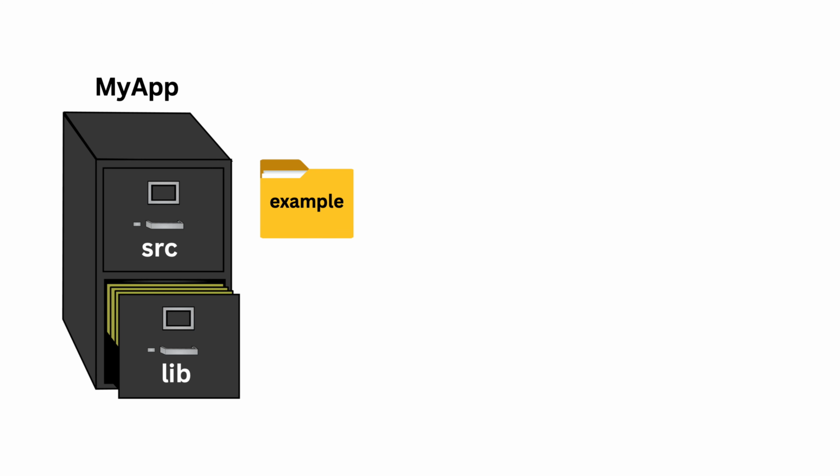Our filing cabinet represents a Java application. We'll give our filing cabinet, or Java project, a name. We'll call it My App. We have two large drawers. One we'll call Source, or SRC, where our recipes or code will be stored. And another drawer we'll call Lib, where we store the code written by others. Inside each drawer, we'll add folders to neatly organize our documents.